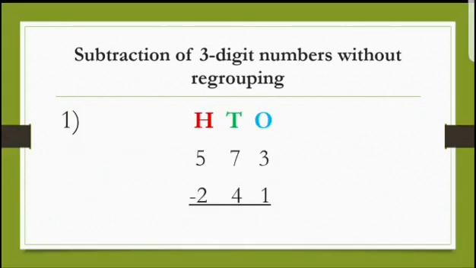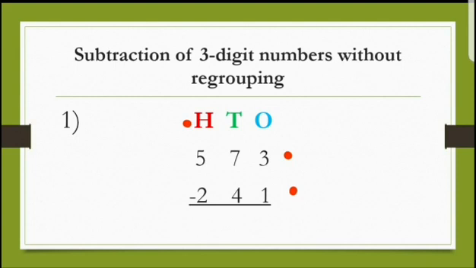Okay, children, now we will see one example and it will be more clear to you. Ma'am has written here two numbers, and the first number is 573. 3 is at ones place, 7 is at tens place, and 5 you can see is at hundreds place. Now, the second number is 241. Between these numbers, the number which is on top is the bigger one. 573 is obviously bigger than 241.